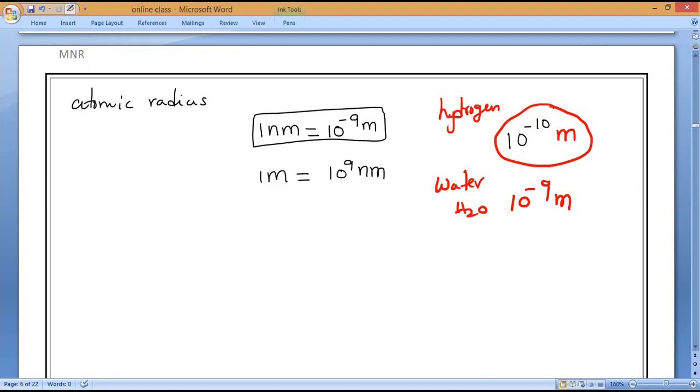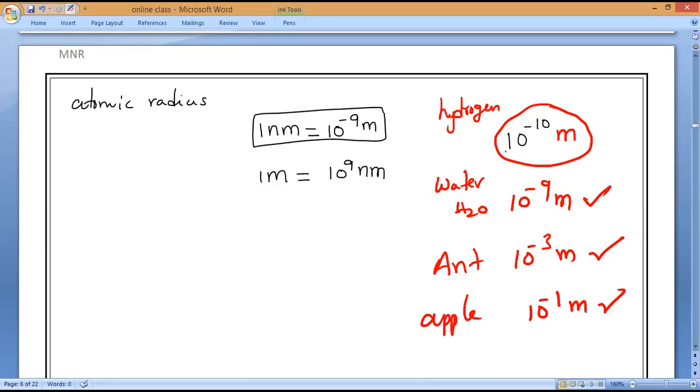Like this, every atom and every molecule has a different size. Suppose we take an ant, do you know an ant? Ant size is 10 power minus 3 meters. An apple is 10 power minus 1 meters. So imagine how small atoms are, and how we need to see them.